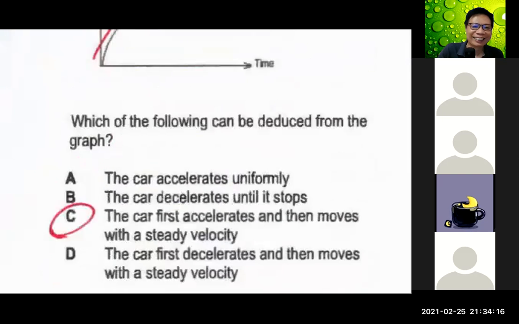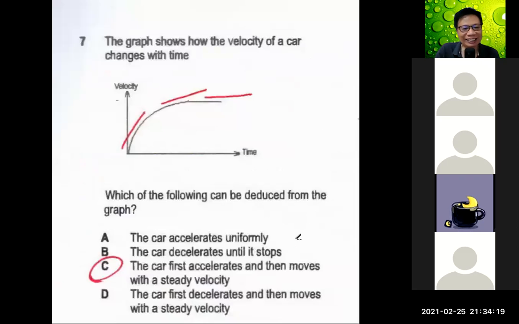The answer is C, not D. You see, at first here, acceleration. And then here, constant velocity. The car first accelerates and then moves with steady velocity. Steady velocity means constant velocity. At first, acceleration. Here there is still acceleration, but until here it becomes constant velocity. D, let me check. Car decelerates? No. This is not decelerate.